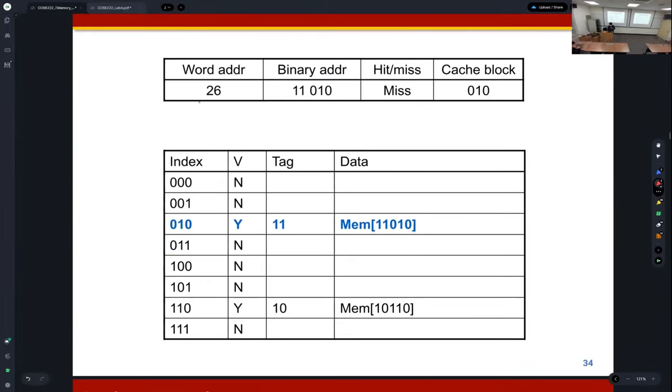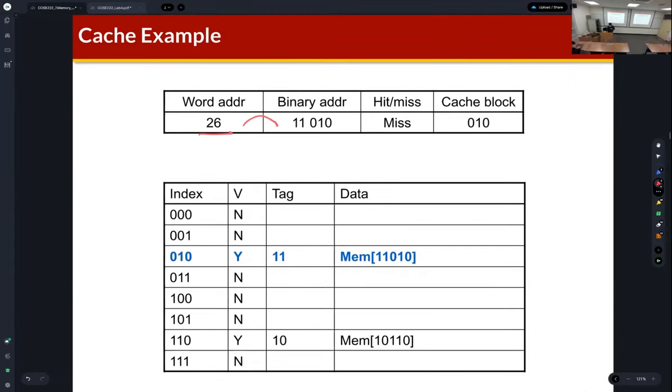Then for the next word address, we translate it into a binary address, and we can know that the index is 101. So we check index number 101, but it was invalid, so it is also a miss. Then the tag is stored, and the data is also stored in the cache.